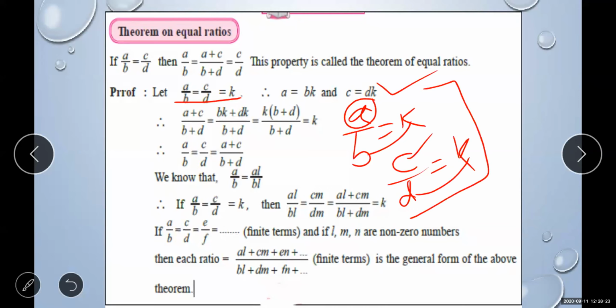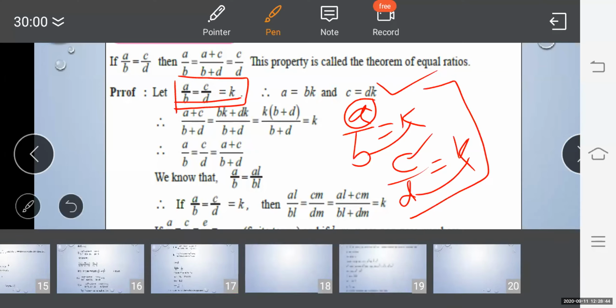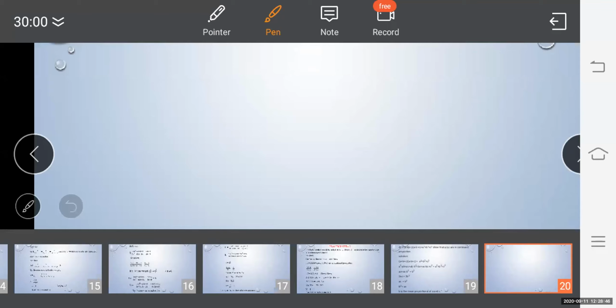This theorem will not be asked in any question paper, but for understanding it is given on the slide. So you just have to understand that when two ratios are equal, they must be equal to K. Before that, this is given only, but the basic concepts which are very important, I am telling you now.